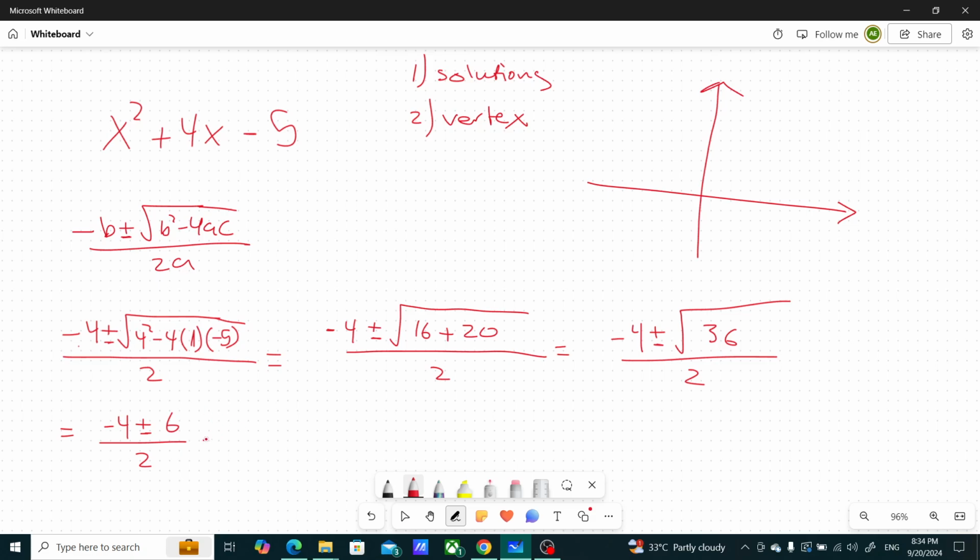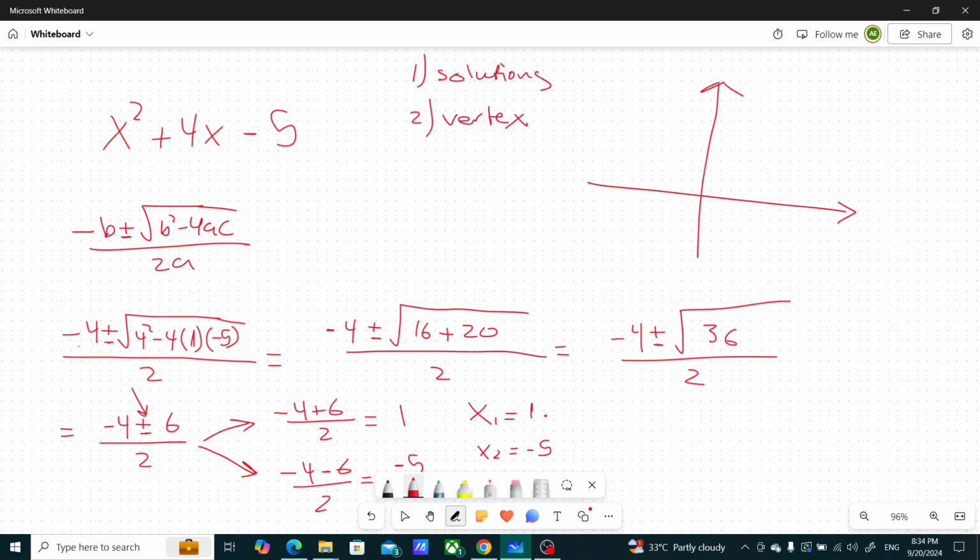So here we have two solutions. As we know, we have two x's in this case, so we have two x-intercepts. The first one is minus 4 plus 6 over 2. This gives me minus 4 plus 6 is 2, and 2 over 2 is 1. And the other one is minus 4 minus 6 over 2, because this plus or minus makes me do a plus one time and a minus the other time. So this gives me minus 10 over 2, so minus 5. So x1 is 1 and x2 is minus 5.